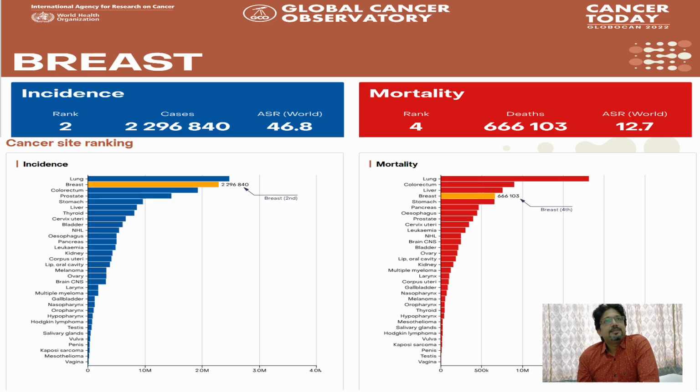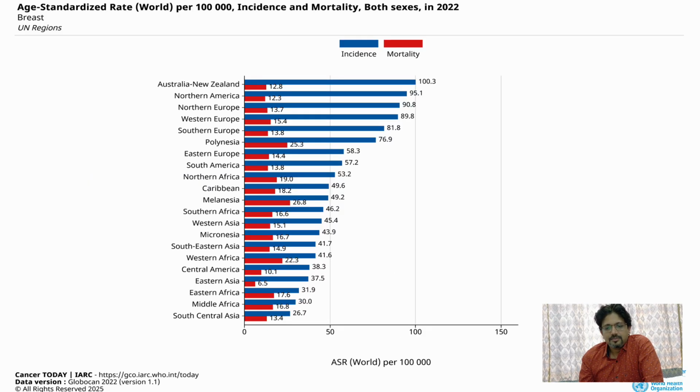Similarly, breast cancer is the second most common, with more than 22 lakh cases diagnosed per year, of which around 66 lakh deaths from breast cancer are seen per year. This shows the distribution in incidence and mortality of breast cancer in different parts of the world.